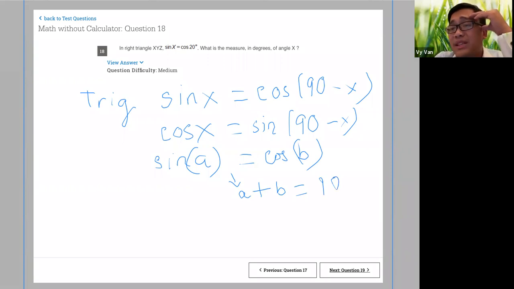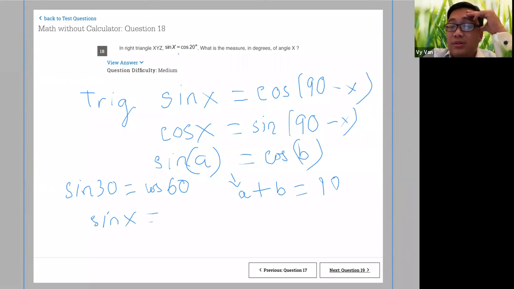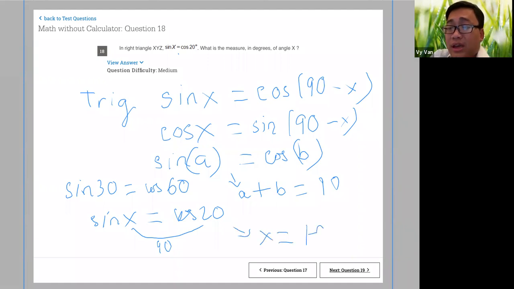Okay, so what does that mean? I'll give you an example. Sine of 30 has to be equal to cosine of 60 because they're complementary to each other. So let's go back to the question here. They give you sine of x equals cosine of 20. So you're asking yourself, x and 20 have to add up to 90, right? So what added to 20 equals 90? We know that x has to be 70.